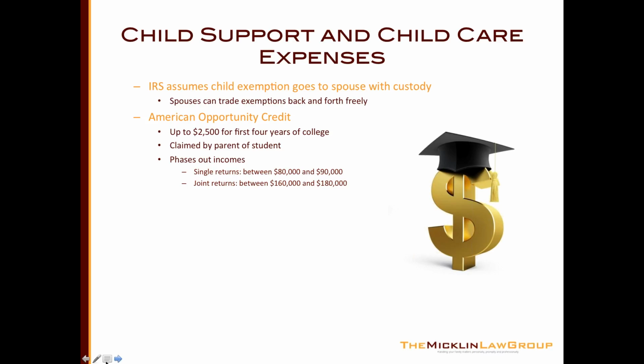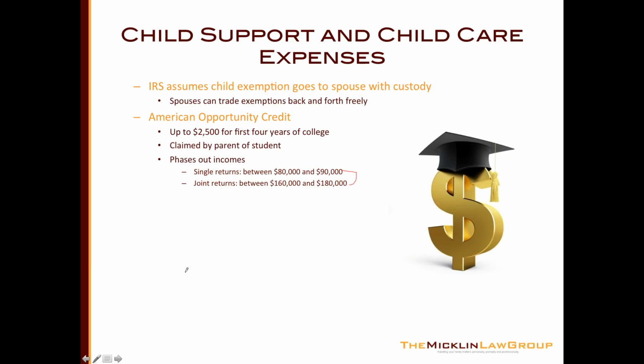Now let's look at some other credits that come along, aren't often discussed much during divorce cases. American Opportunity Credit, $2,500 for the first 4 years of college. It's claimed only by the parents of the student, and it's phased out again if you're filing single and joint at different amounts right here.